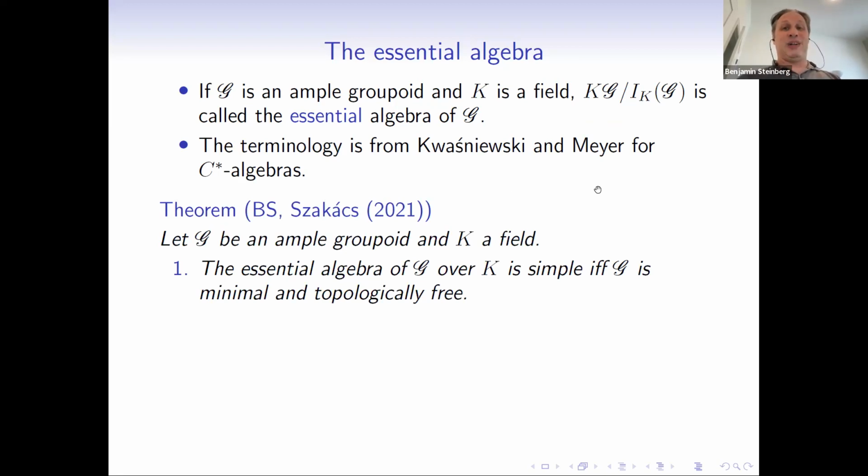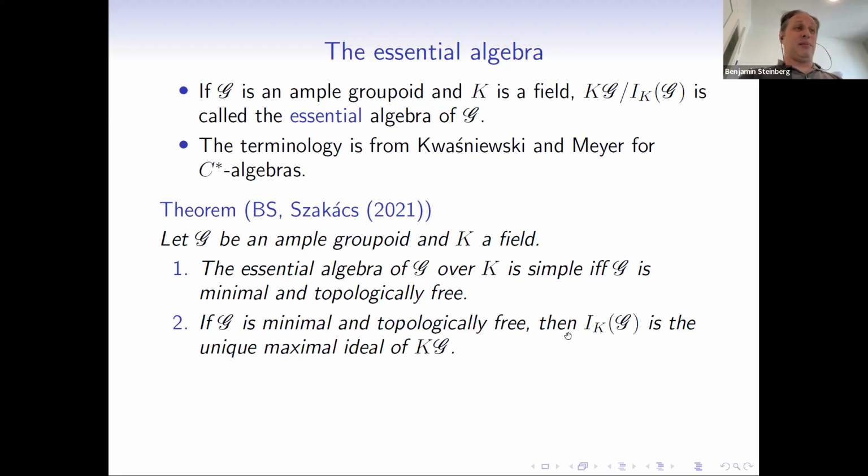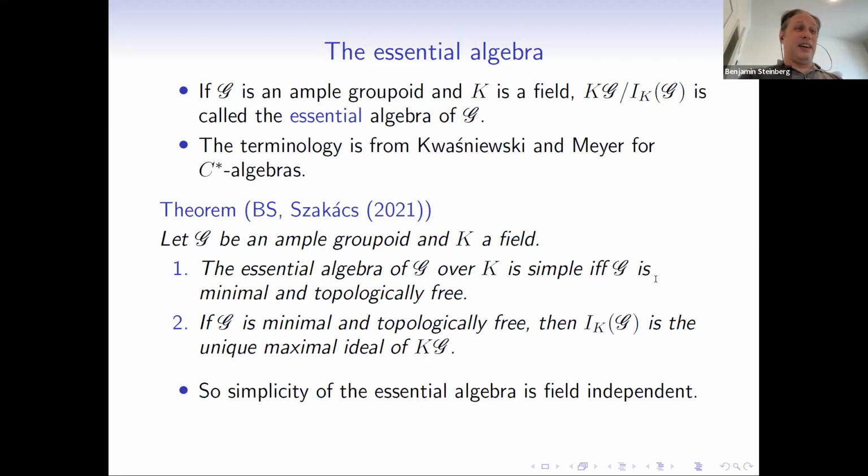So notice, again, this no longer depends on the field. It's the singular ideal that made things field dependent. If you're willing to go to the essential algebra and kick out the singular functions, then you just get minimal and topologically free. Remember, topologically free is this condition that the unit space is dense in the interior of the isotropy. And also, moreover, if G is minimal and topologically free, this is actually the unique maximal ideal of the groupoid algebra. So not only is that guy simple, but there are no other maximal ideals. It has a unique maximal ideal. And so simplicity of the essential algebra is field independent, like I just said.